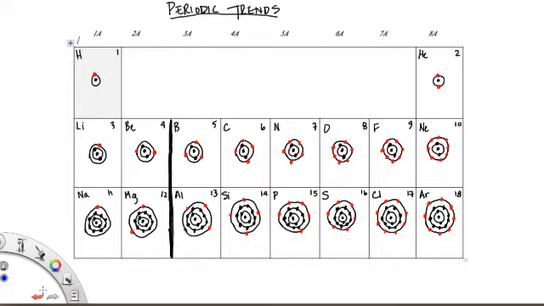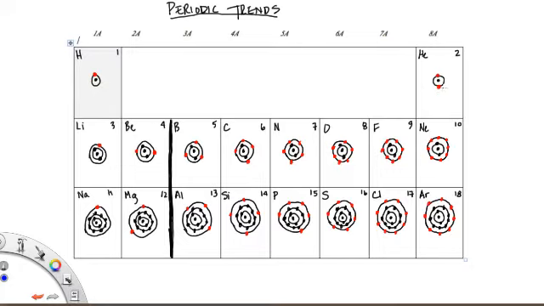So the first pattern that you obviously already recognize, and I know this from discussions we had during chapter 4, is that the number of electrons in the outermost energy level equals the group number. So in group 1A here, we have 1 electron in the outermost energy level. In group 2A, 2 electrons in the outermost energy level. In group 3A, 3 electrons in the outermost energy level, all the way to group 8A, which are the noble gases, which have a full outer energy level.